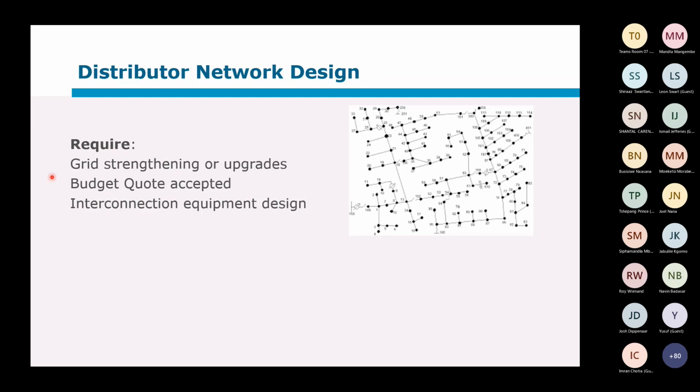And only then can that budget quote be issued to the customer. So even if you just go through the cost estimate and then the budget quote, or if you go straight away, you have to look at all the internal approvals before it gets issued to the customer. And then, of course, there's also always the interconnection equipment design. And that we will hear a little bit more about this afternoon.